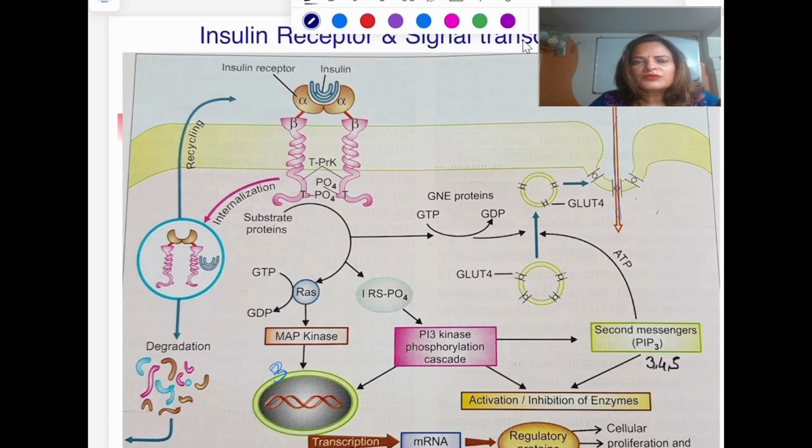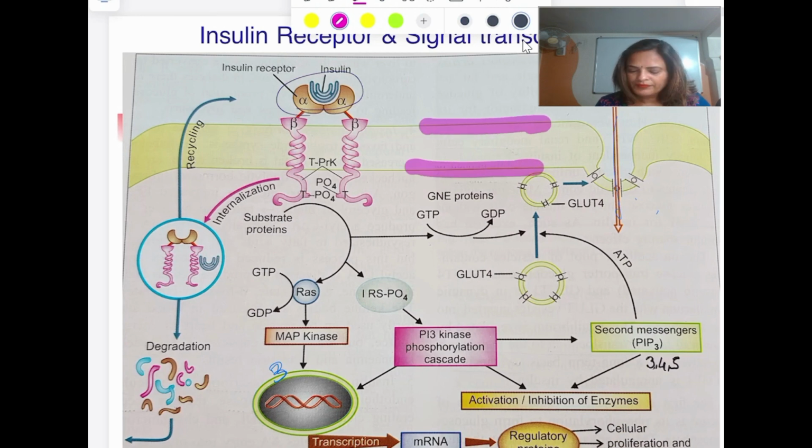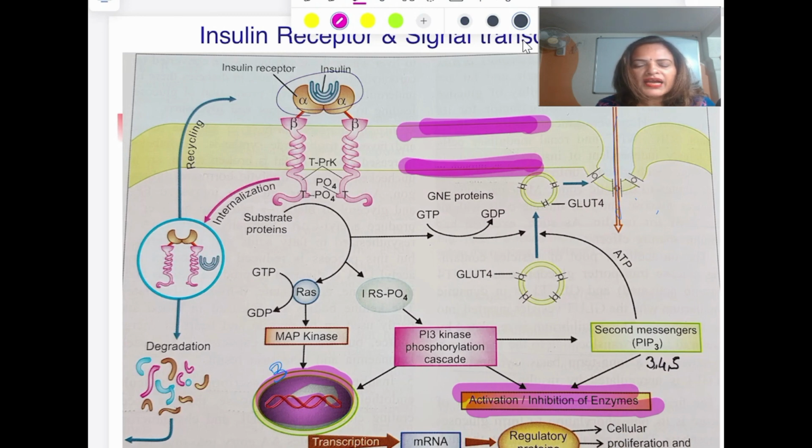So how insulin acts: it binds with the insulin receptor, which is present in almost all tissues. And remember, insulin acts at 3 levels: the membrane level, then the cytoplasmic level, and the third one is the nuclear level. At the membrane level it increases the uptake of glucose. At the cytoplasmic level it causes activation and inhibition of enzymes. Activation of the enzymes which cause utilization of glucose, and inhibition of the enzymes which cause production of glucose. And at the genetic level, it causes transcription of genes.